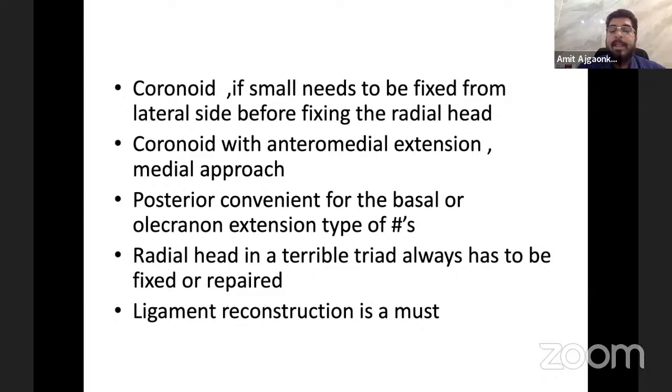A radial head in a terrible triad always has to be either fixed or repaired. Ligament reconstruction is a must.